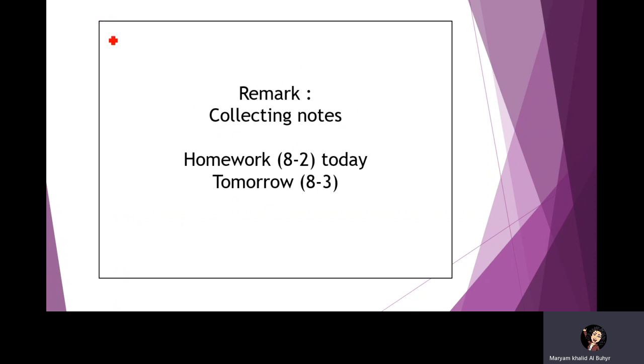Before I start this lesson, I would like to remind you what we learned in the previous lesson. We learned how to multiply a monomial by a polynomial. For example, if we have x to the power 2 times 2x to the power 3 plus 5x to the power 2 plus 6x.